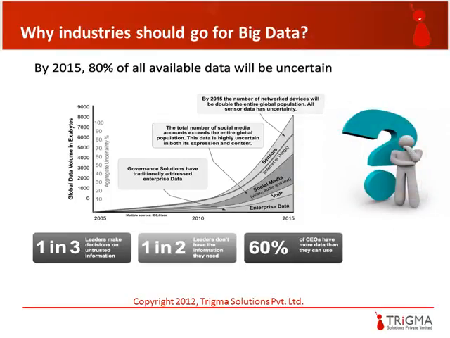In this slide, I have shown why industry should go for big data. As this graph shows, in 2015, 80% of the data will be uncertain because the number of network devices will be double the entire population. Also, the number of social media users will exceed, which will be very difficult to process using traditional methods. At the end of 2015, approximately more than 8,000 exabytes of data will be generated, in which only 20% will be structured and the rest 80% will be unstructured. That is why we should focus on big data processing.